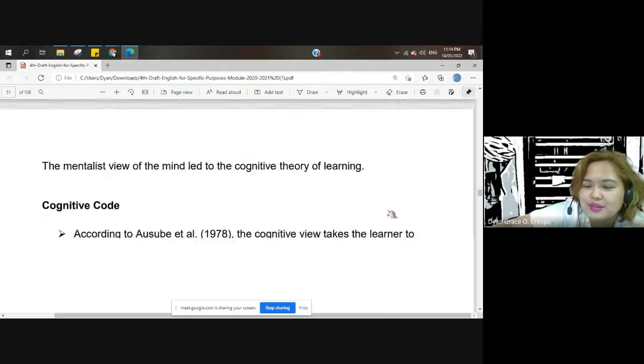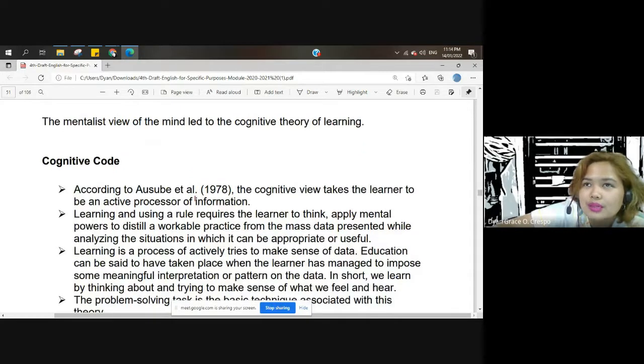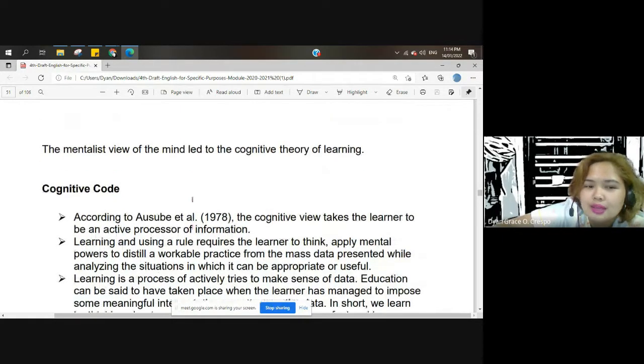So, yun yun. Okay. The mentalist view of the mind led to the cognitive learning theory. Hindi nawala yung mentalism. Parang start lang niya, pero hindi talaga yun.